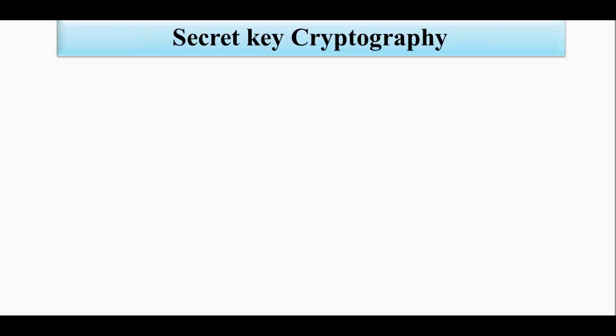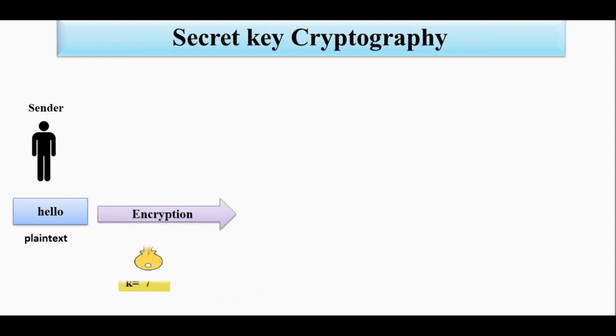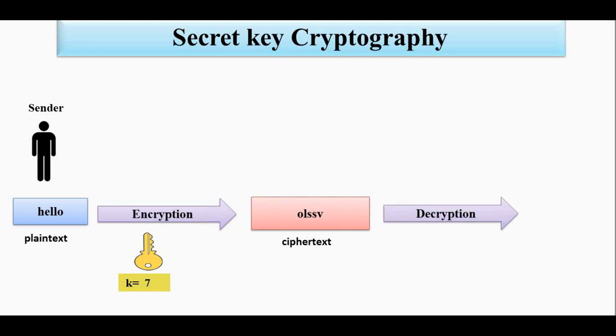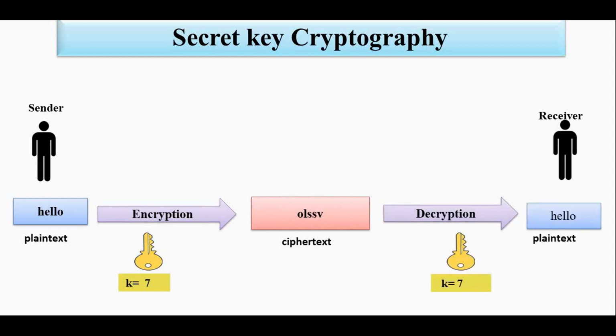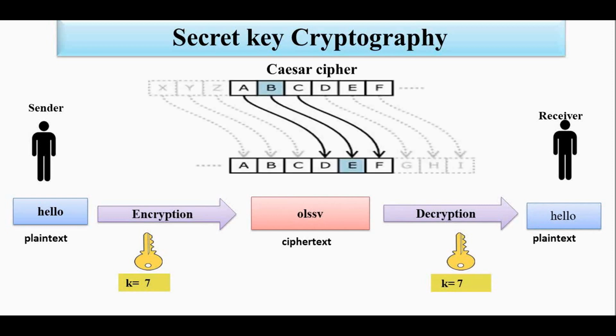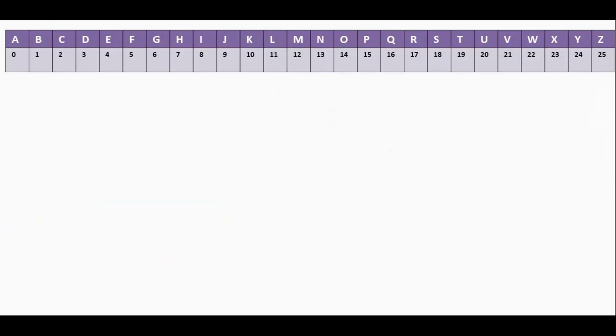So secret key cryptography, I am taking a simple algorithm for this. The sender takes a simple plain text, hello. It is encrypted with the key value k equal to 7 and we get a corresponding ciphertext. This is transmitted to the receiver, who uses the decryption algorithm with the key k equal to 7. The receiver will decrypt and get the plain text back. The algorithm used here is Caesar cipher or substitution cipher.